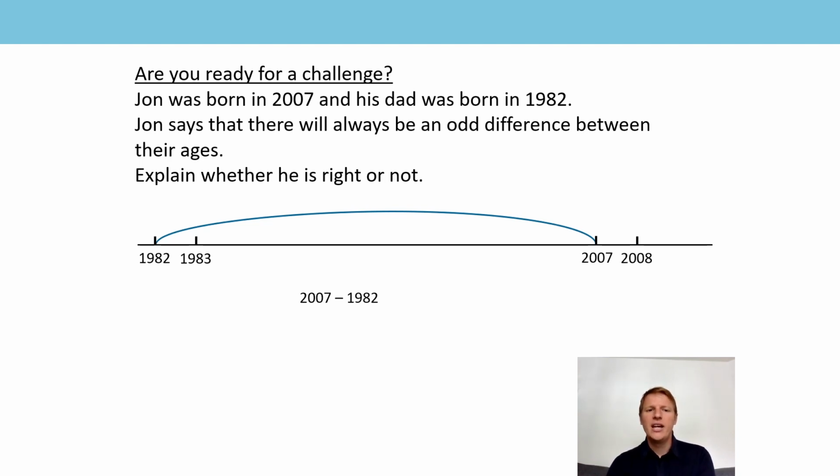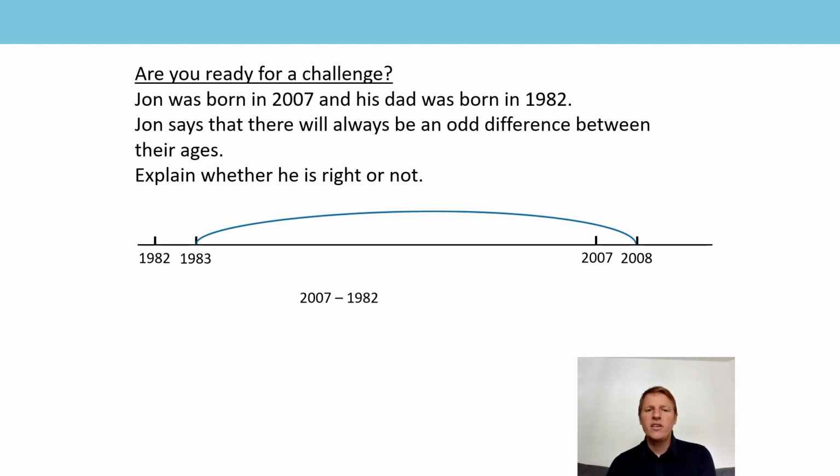1983 would be 1 year later than 1982. 2008 would be 1 year later than 2007. So one whole year after John is born, is the difference still the same? Yeah, it's exactly the same. There's still 25 years between their ages.